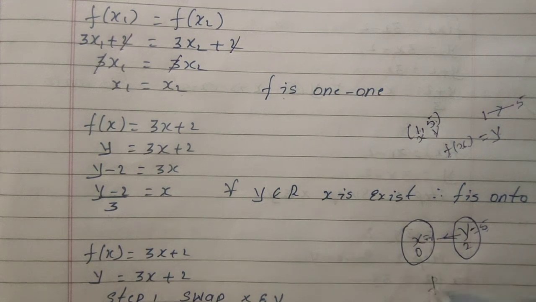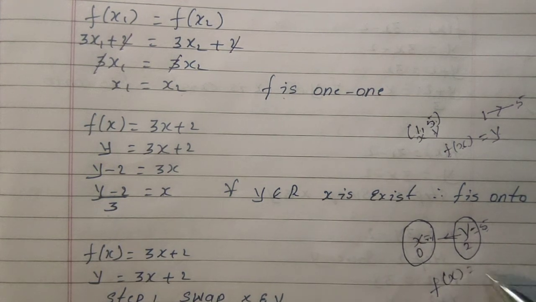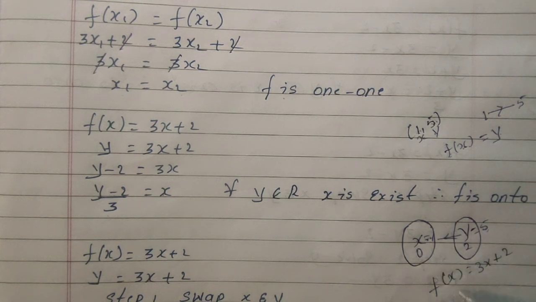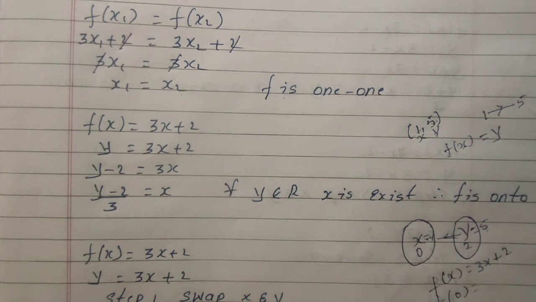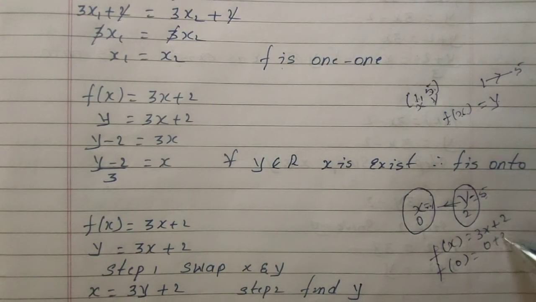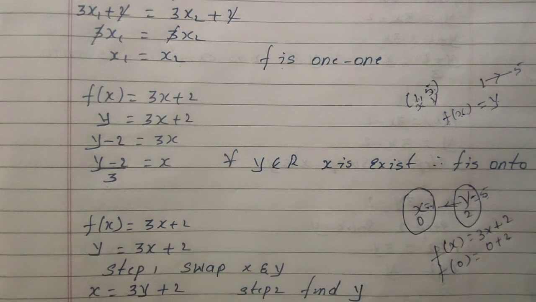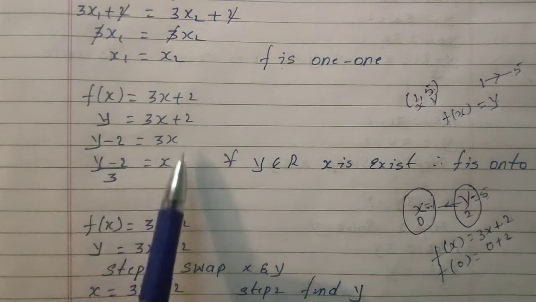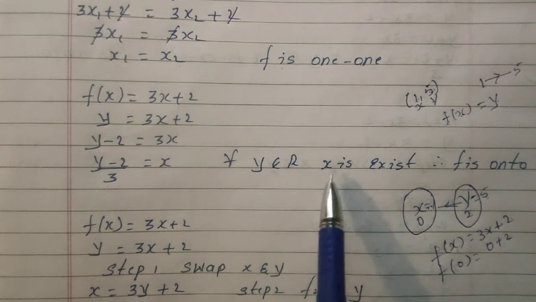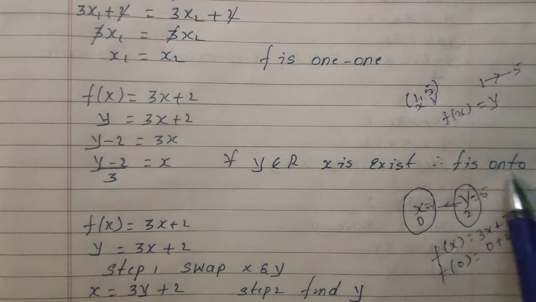See, my function f of x is what? 3x plus 2. If x equals 0, just you can cross check. x equals 0 means 3 zeros are 0 plus 2 is 2. This is nothing but y. See, every image and pre-image we can just decide by this formula. So for all y there exists the x value, then the function is onto.